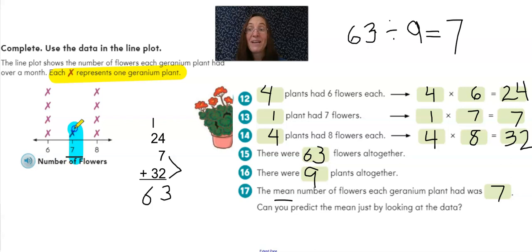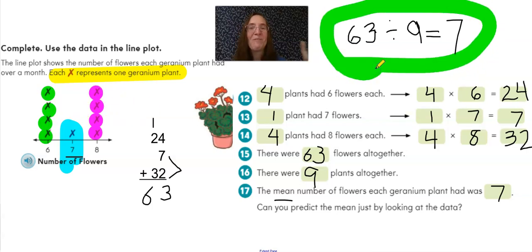I can tell right away some important things about 7. First of all, I know it's the median because there are 4 on this side and 4 on this side. That's the exact middle value, the middle data point. But also if there are 4 on this side and 4 on this side, and this is in the middle, each one of these geranium plants for 8 could give 1 of their flowers to these geranium plants, and then they would all have 7. So we really want you to know how to do all the math, but we want you to think most about the meaning.